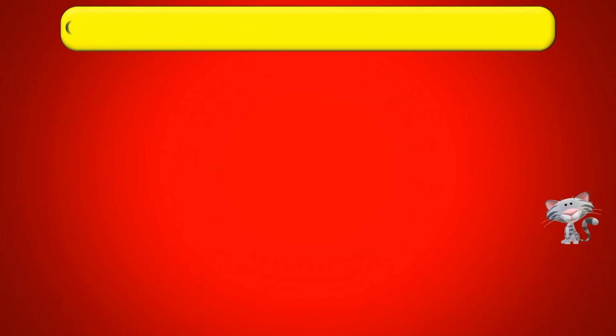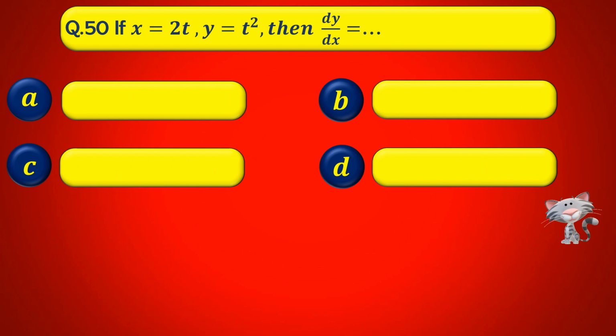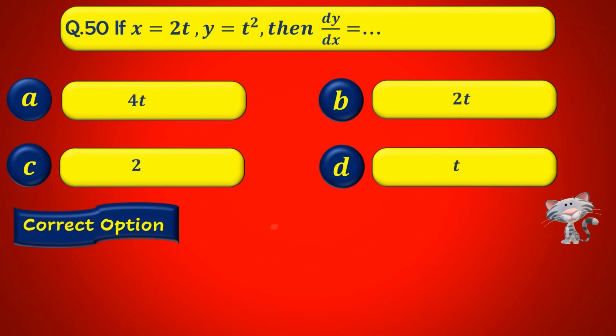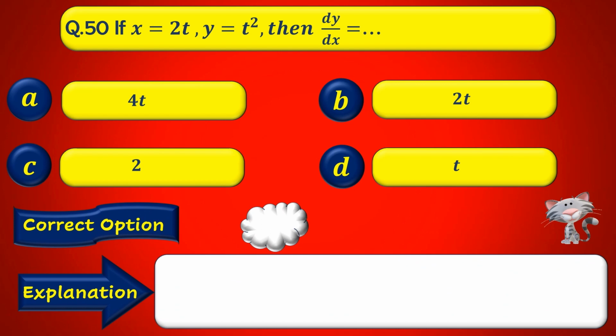Question number 50. If x is equal to 2t, y is equal to t square, then dy by dx is equal to. And the options are, let's check out which one is the correct option. Here, x is equal to 2t, y is equal to t square. x and y are depending on the variable t.